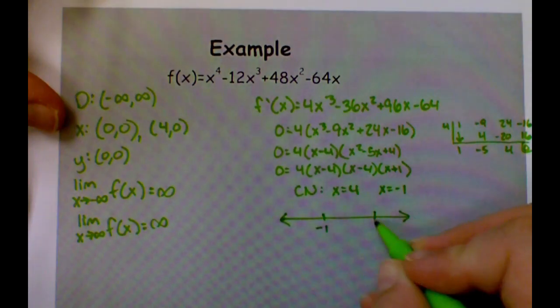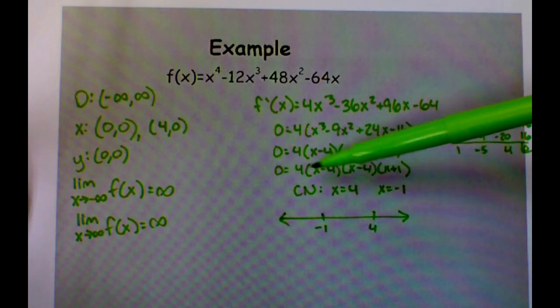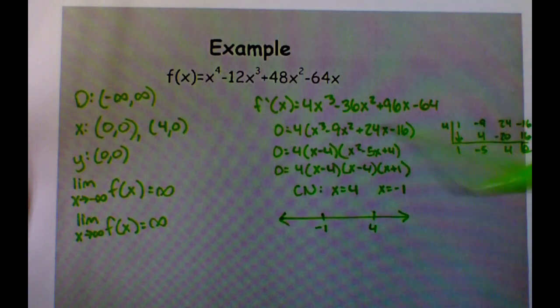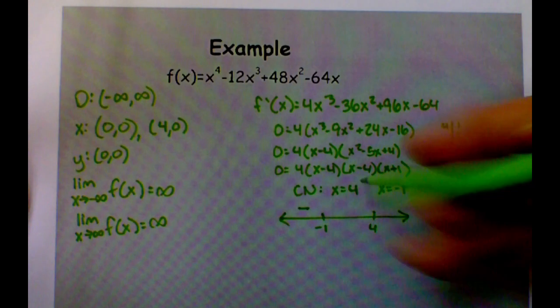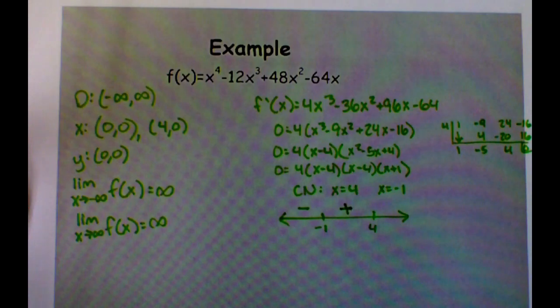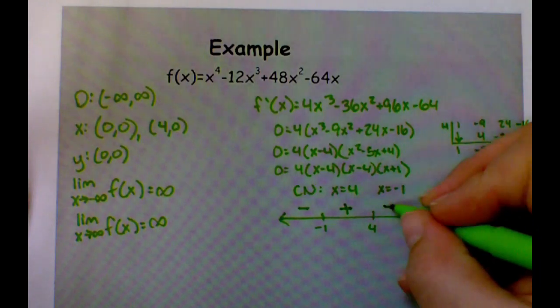Test out my number line here. Pick something less than negative 1. I get a positive times a negative, negative, negative, which makes negative. Something between negative 1 and 4, I get a positive times a negative, negative, positive, which is positive. And something bigger than 4, I have positive, positive, positive, positive, which is positive.